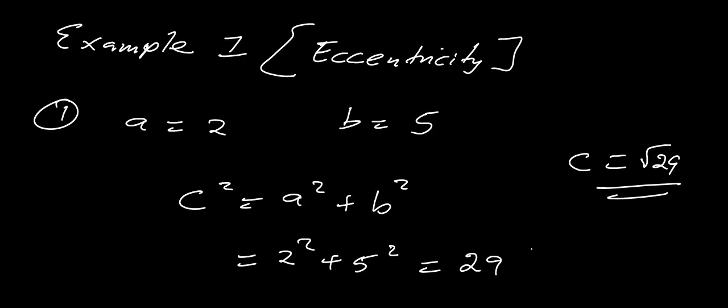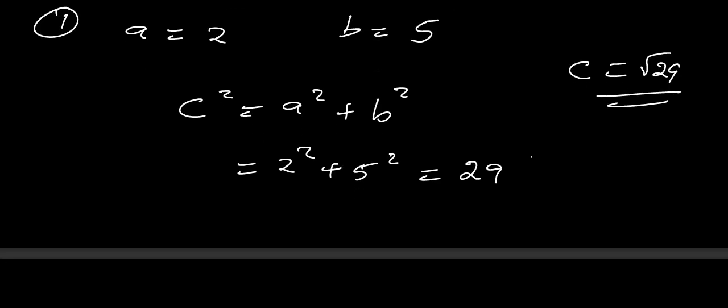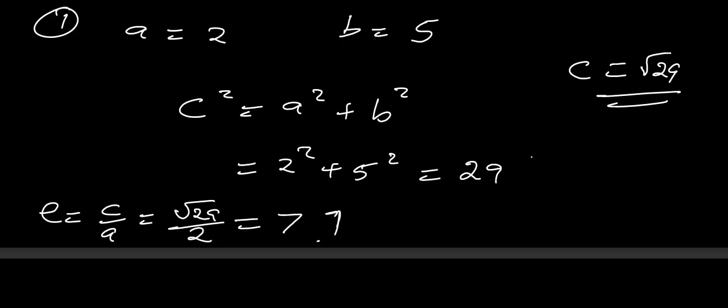We say the formula for eccentricity is what? It is C over A, right? So E is equal to C over A. So your C is root of 29. Your A is a 2. So when you divide this, already you're able to see that this is going to give you something that's greater than 1. Yeah, so meaning you're dealing with a hyperbola.